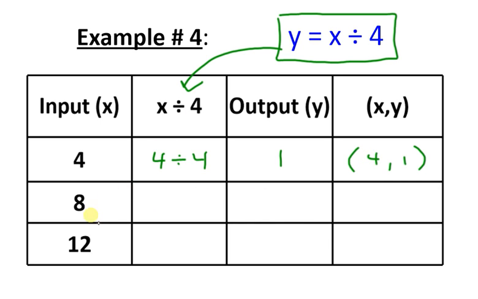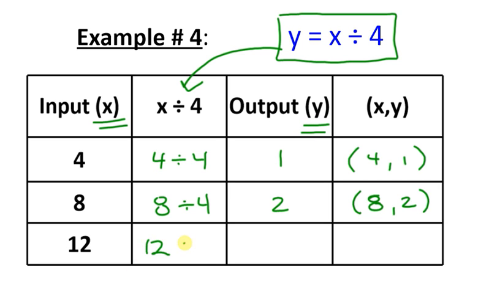Then instead of 4, this time we have 8. So 8 divided by 4, and 8 divided by 4 is 2. And so our ordered pair is 8, comma 2. And just to remind you, I'm getting my x's from here and my y's from here. And then my next one is going to be 12 divided by 4, and that's going to be 3. And so my ordered pair is 12, comma 3.